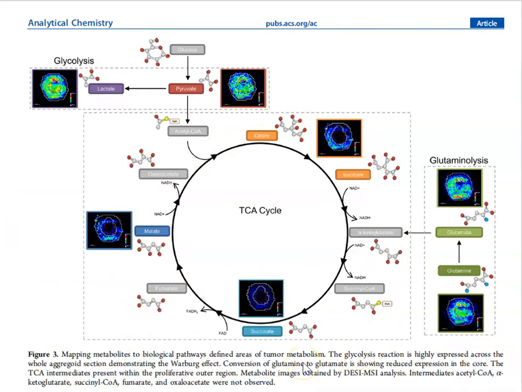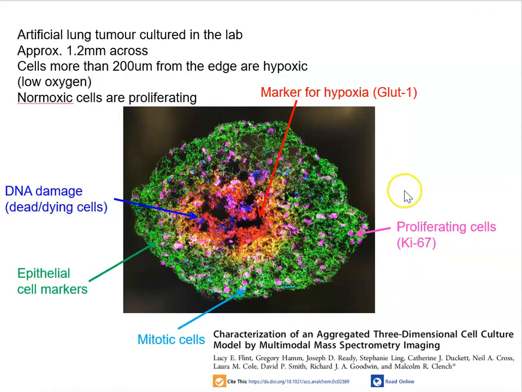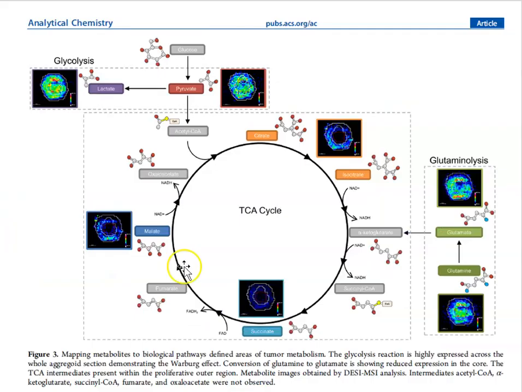Now I've talked about hypoxia quite a lot early on, and the reason hypoxia is really important is because where there is oxygen you can have oxidative phosphorylation. When there isn't any oxygen you have to do glycolysis. And what we have shown in this paper using these aggregoids is we've looked for metabolites by performing mass spectrometry imaging and looked for different metabolites across these aggregoids.